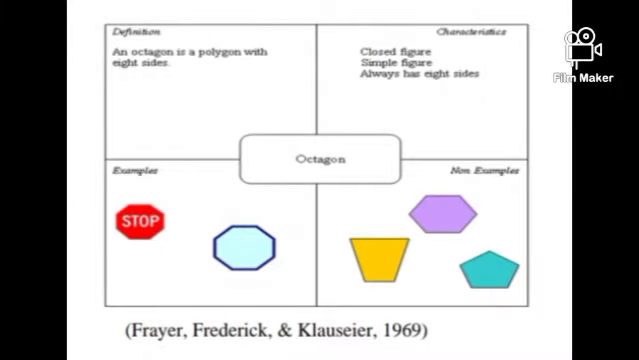This is an example of the application of the Frayer vocabulary model. It is a concept map. In this concept map, the mathematical term or vocabulary word identified is octagon. And that is step one, identify the term or vocabulary word. And step two is define the term or the word. The definition given here by a student is: an octagon is a polygon with 8 sides.